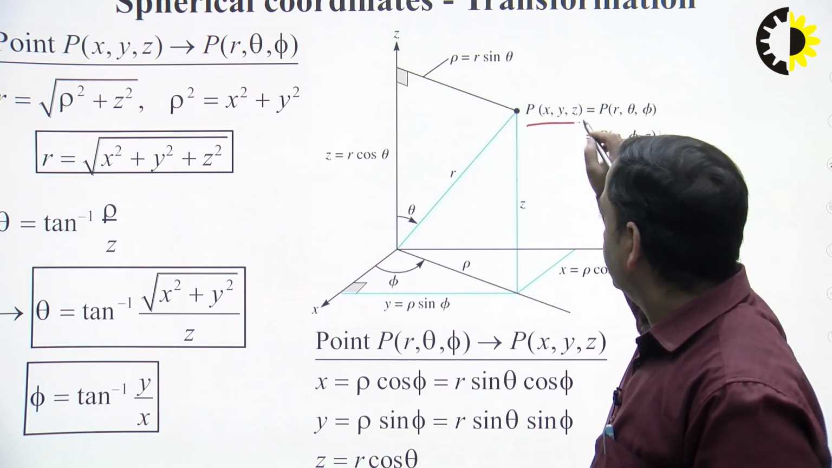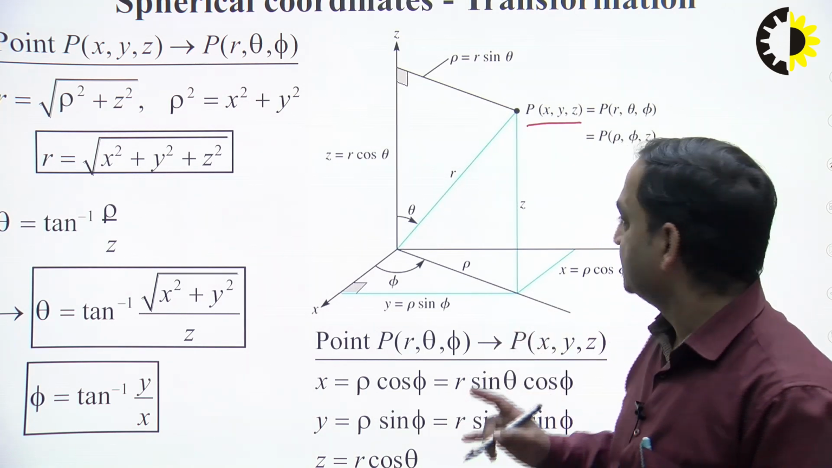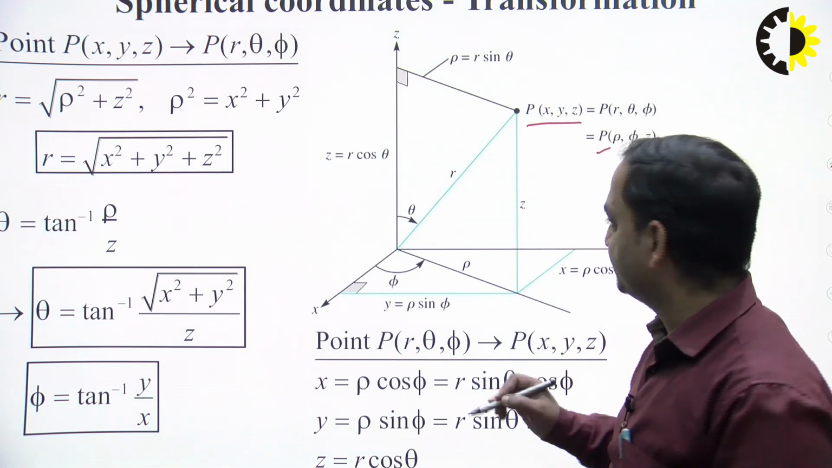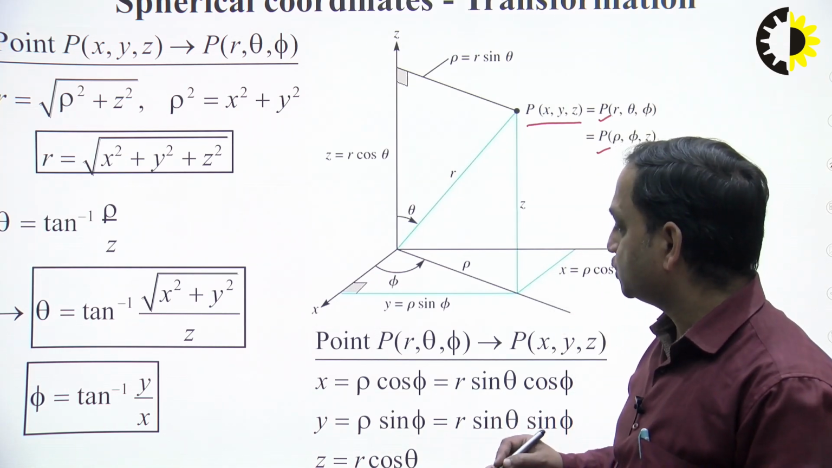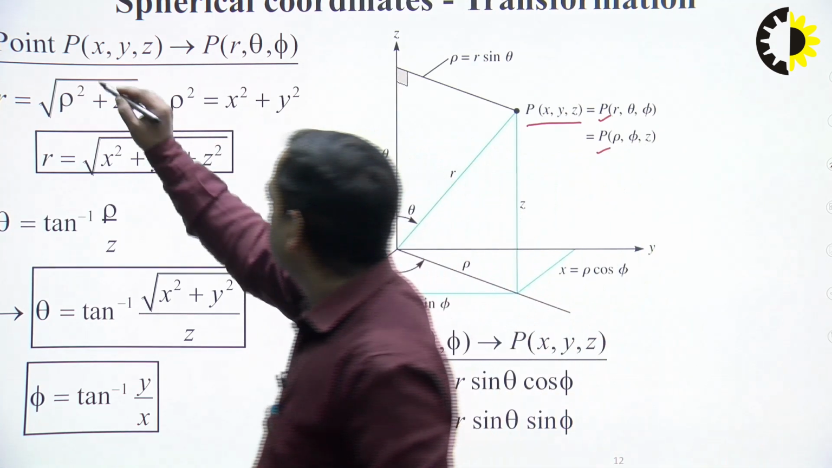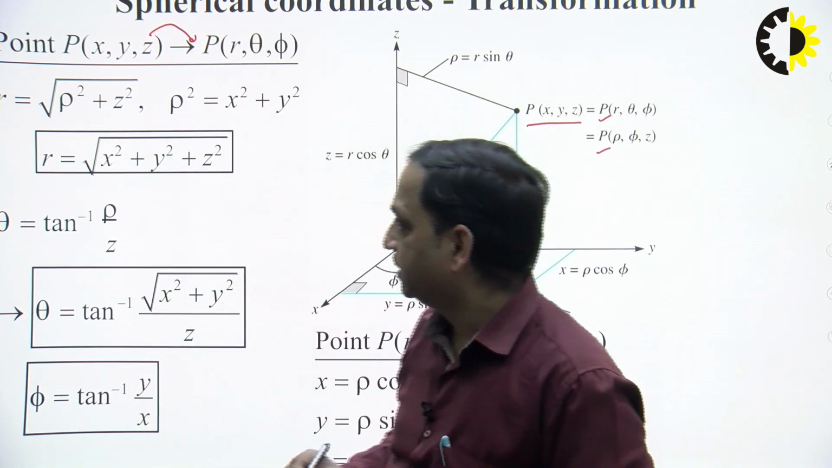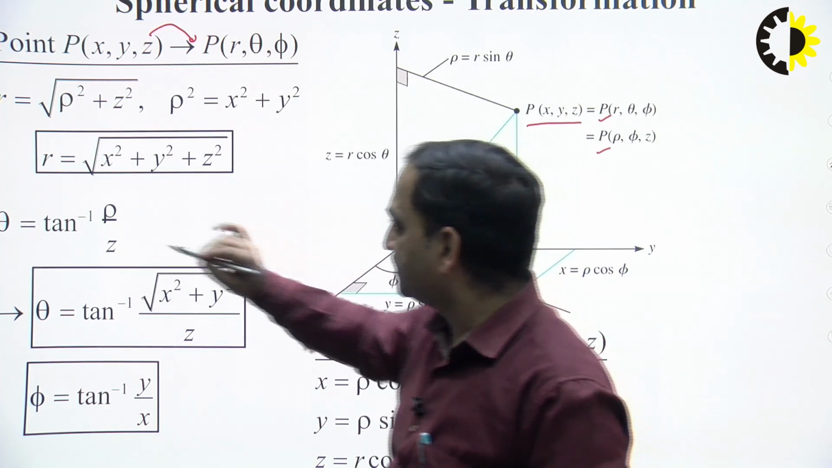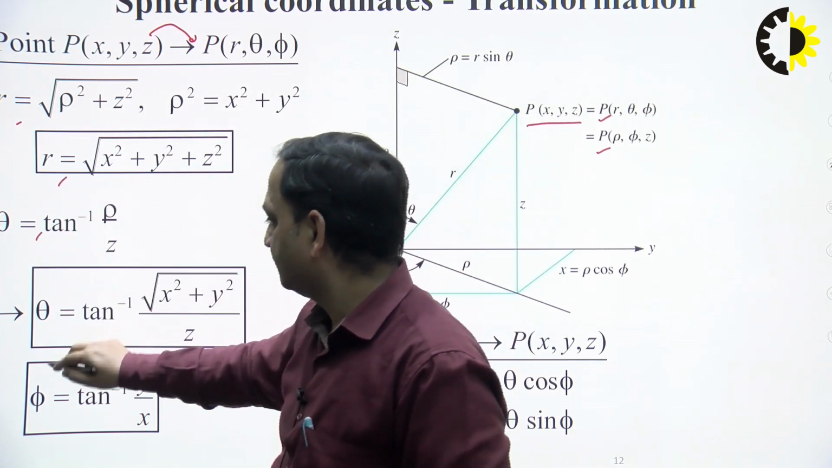See, point P same in the Cartesian coordinate system, this is x, y, z. Same point P in the cylindrical coordinate rho phi z. Same point P in the spherical coordinate system r theta phi. Right. So these three are there. So we want a transformation from Cartesian to the cylindrical, spherical coordinate. So what is the meaning of that? It means we are converting x, y, z to r theta phi. So on the left hand side we will write r, theta, and phi.